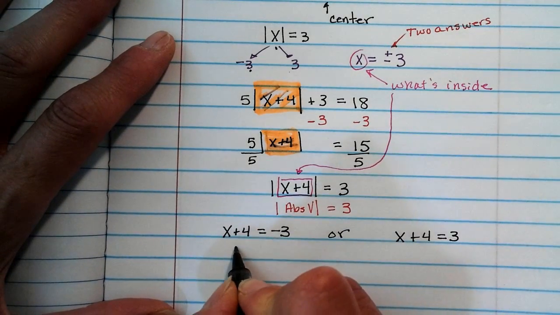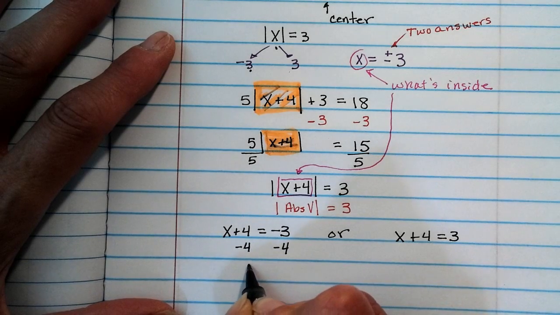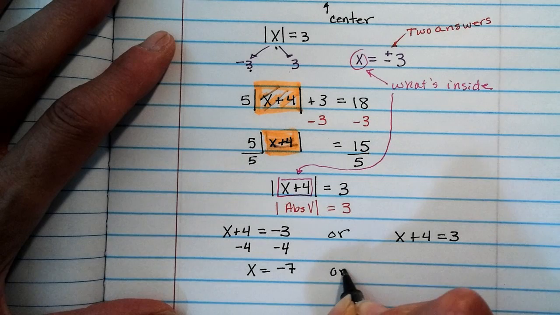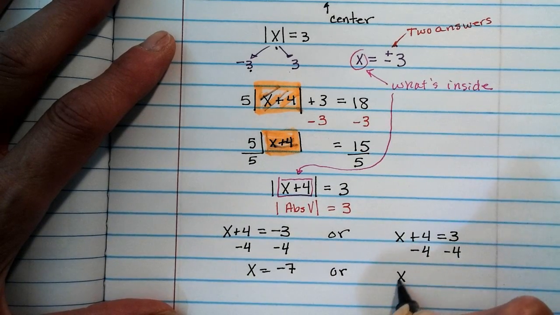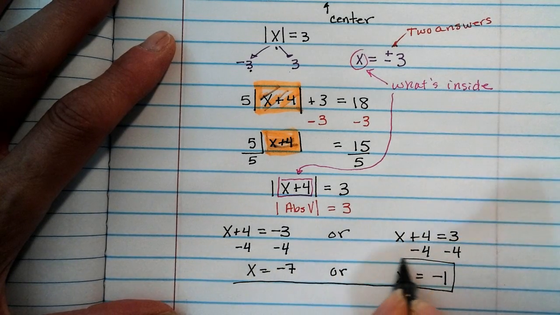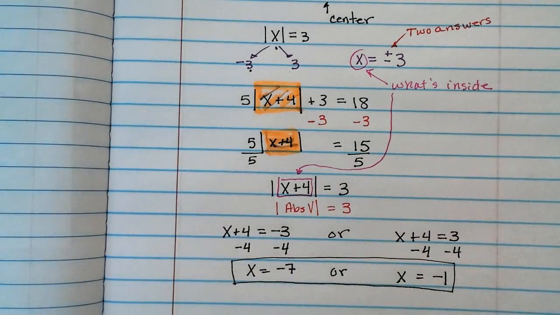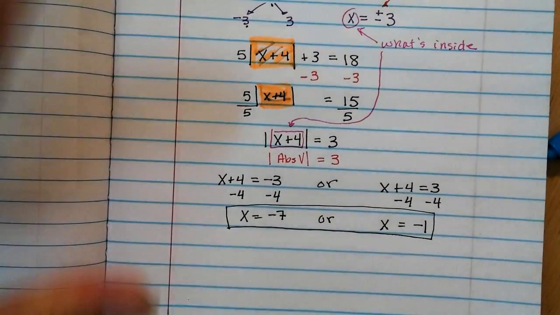So let's go ahead and solve this. We subtract 4 on each side. So I get x is equal to negative 7, or, let's subtract 4 on each side, x is equal to negative 1. So notice how my answers are different. So let's go ahead, I'm going to show you what this looks like on our graph, the same sort of concept that we had.